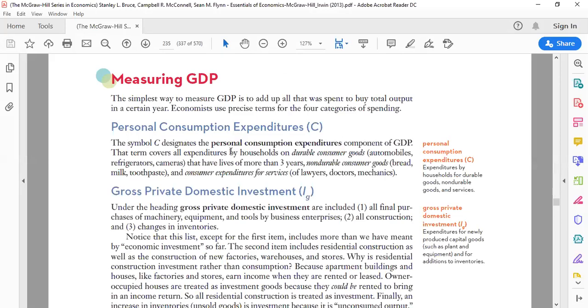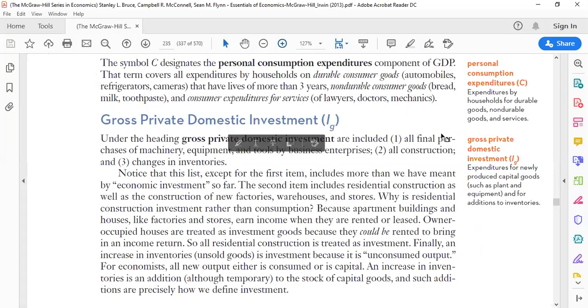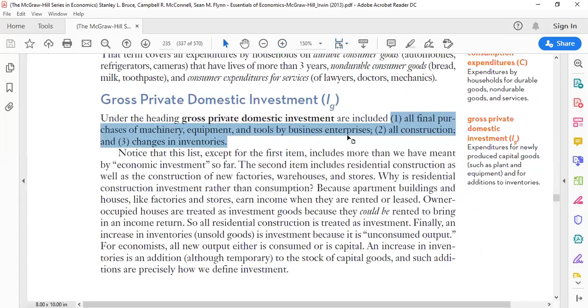It can be expenditures by households on durable goods, non-durable goods, and on consumer expenditures for services, for example, lawyers, doctors, mechanics. Next is the gross private domestic investment. All the expenditures made on all final purchases of machinery, equipment, and tools by business enterprises. If money is spent on these purposes, that is gross private domestic investment.